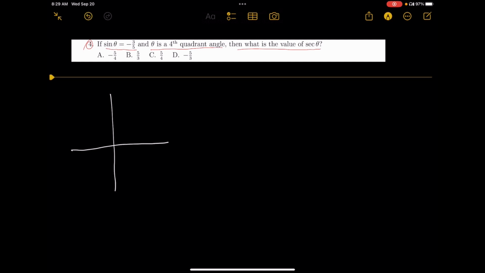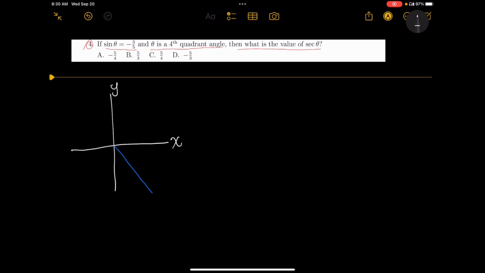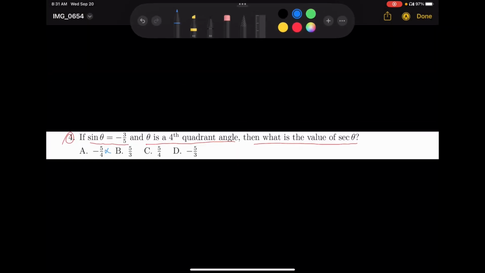This is the x axis, this is the y axis. Theta is a fourth quadrant angle. Now we are being asked, what is sec theta? We must not forget: all students take chemistry, so in the fourth quadrant cosine is positive. Secant of theta is 1 over cosine of theta. Since cosine in the fourth quadrant is positive, we expect sec theta to become positive, because if you take the reciprocal of a positive number it will also be positive.